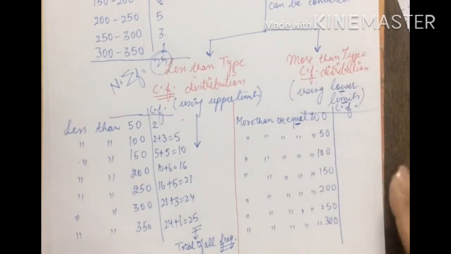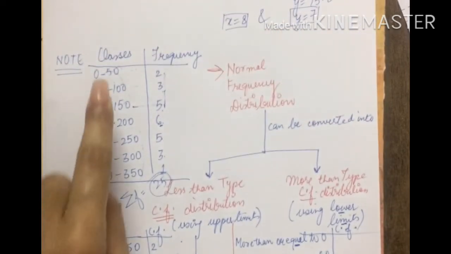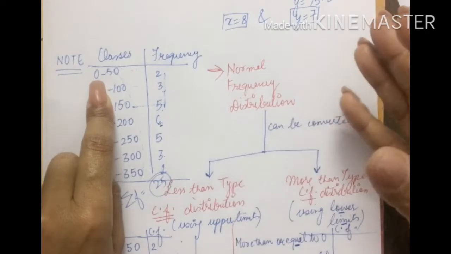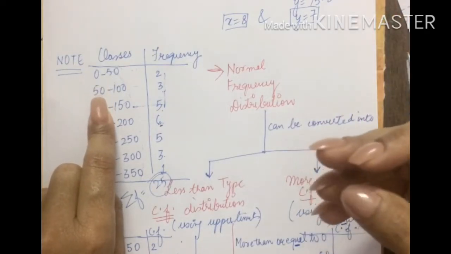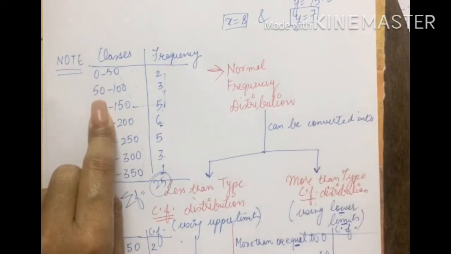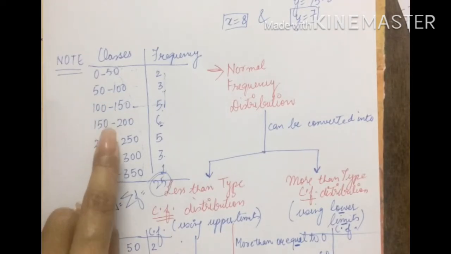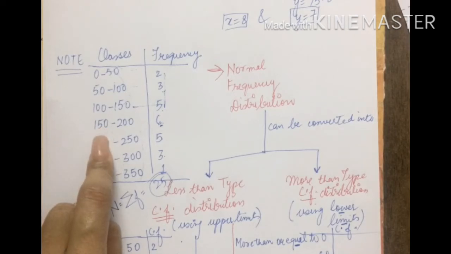Now the second way we can write down a cumulative frequency distribution is more than type. So more than type is, I want to know how many observations are there whose value is more than or equal to 0. How many observations are there whose value is equal to 50 or more than 50? How many are there whose value is 100 or more than 100? How many are there whose value is 150 or more than 150?